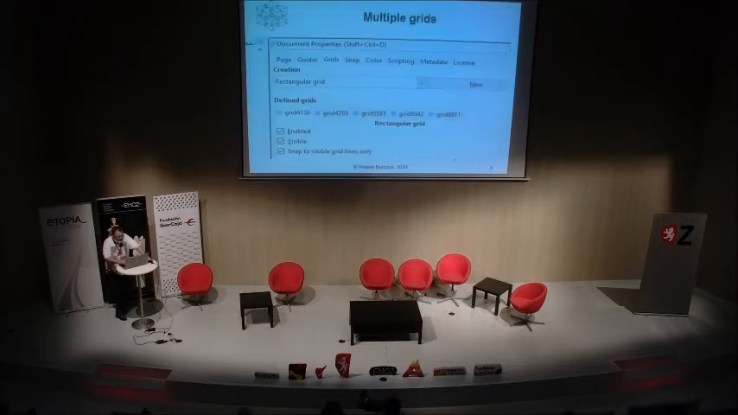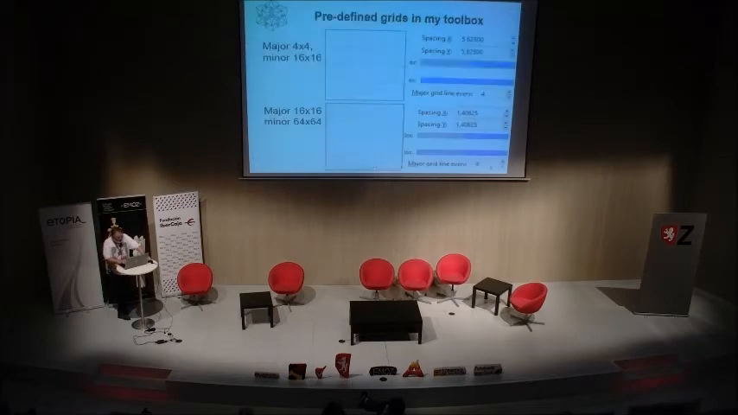In Document Properties you can define the grids, and what is important is to check "snap to visible grids only", because if it is checked, you can easily switch snapping to the grids on and off just by pressing the hash key.